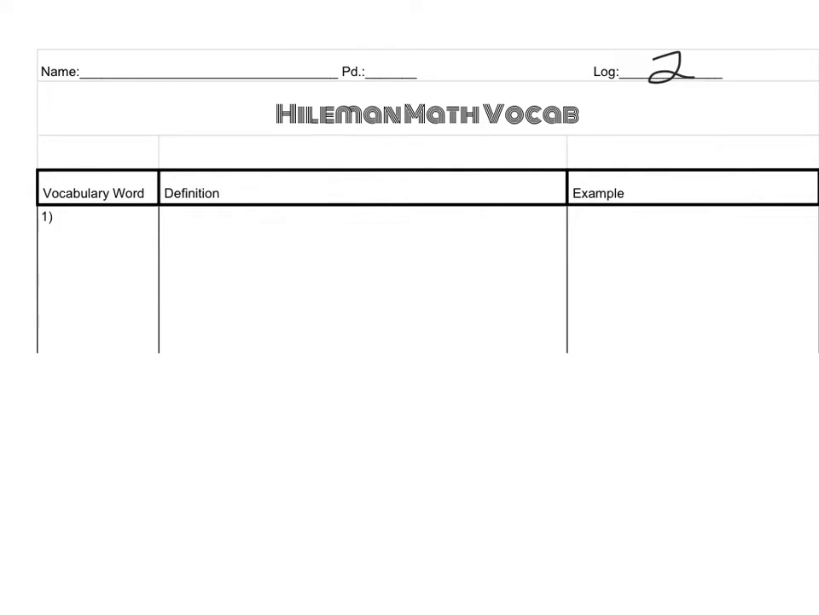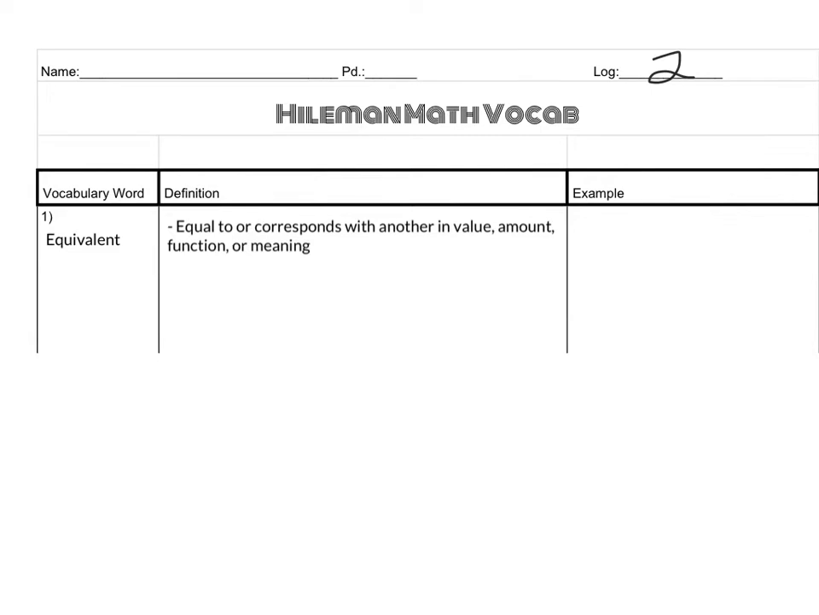So let's begin. Okay, our first word is equivalent. And if you notice, it looks kind of like equal. At the beginning, there's an equi. So it kind of tells us something close to equal, but not exactly. So our definition is equal to or corresponds with another in value, amount, function, or meaning.